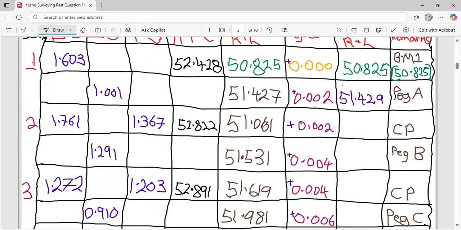51.429. Let's quickly do the next one. Let's add these two people. Okay, we are adding them. We are adding these two people. Okay, yes, just as you are seeing, we are adding them. So let's perform the next one.